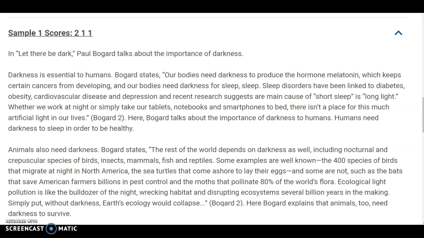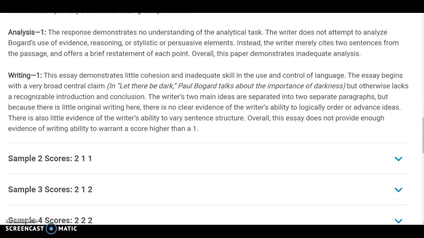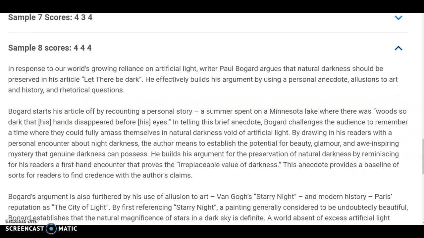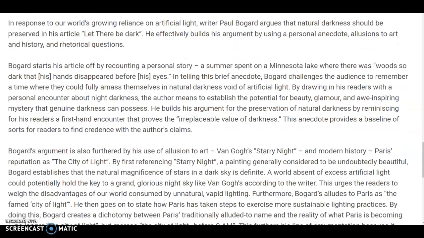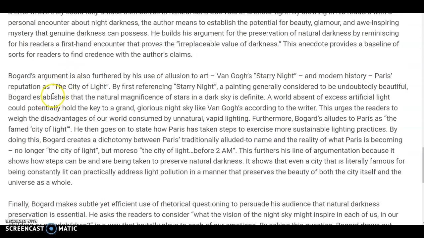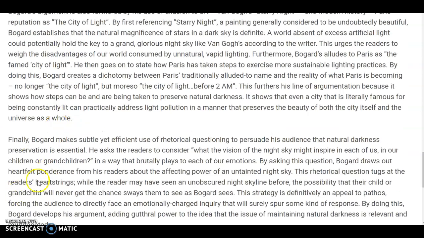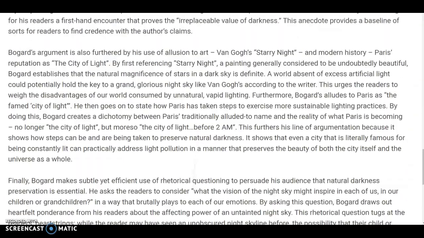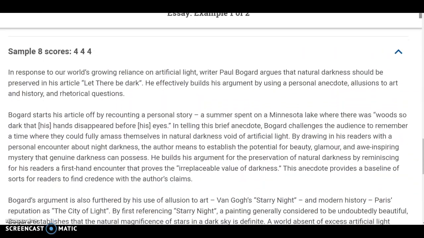Just take a look at it. Not good. He talks about nothing in no manner how Bogard builds his essay. So let's forget that one. Let's go to a 4. Okay. A 4, you've got 1 paragraph here, 2 paragraphs, 3 paragraphs, 4 paragraphs. That's all you really need is 4 paragraphs. You can have 5, but 4 is enough.